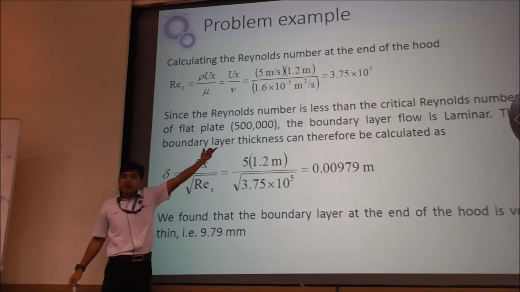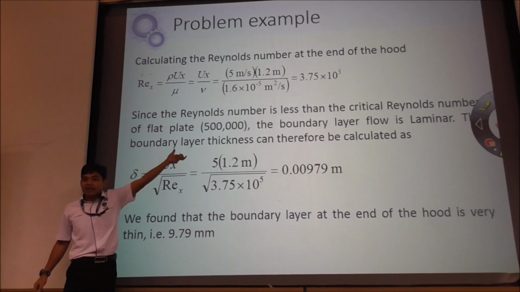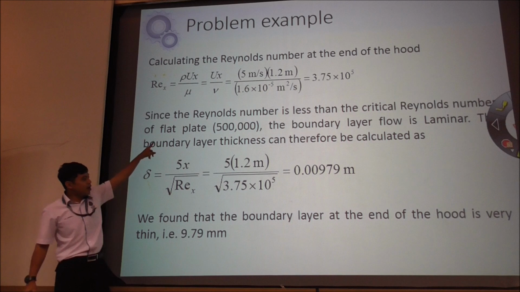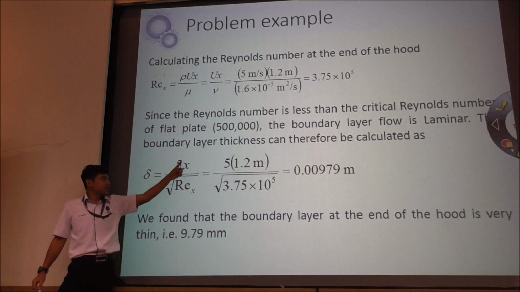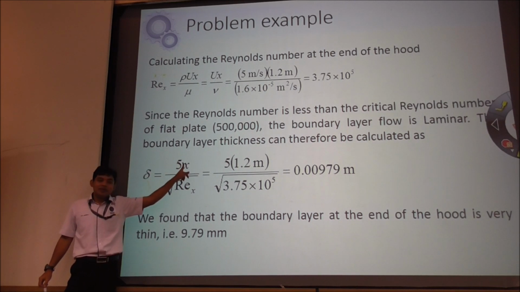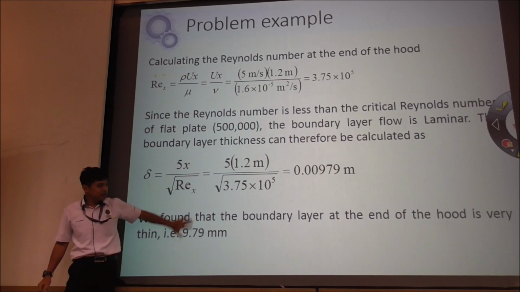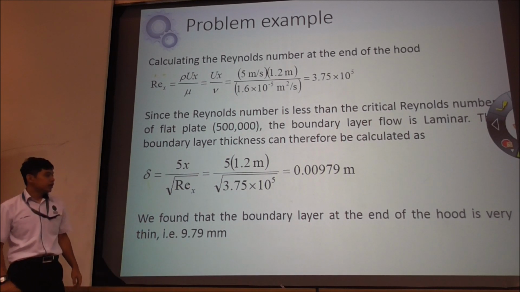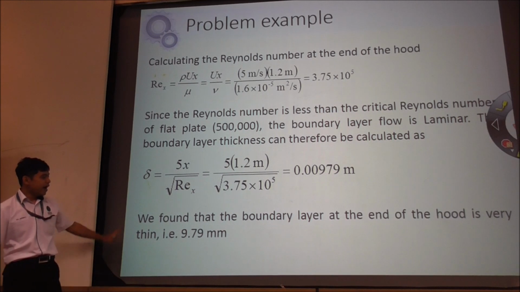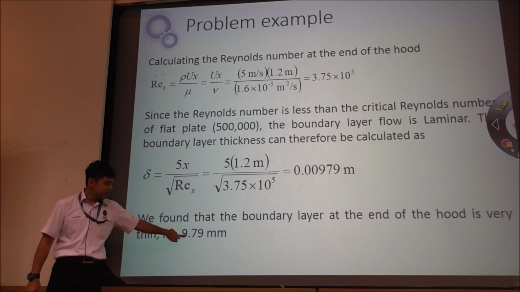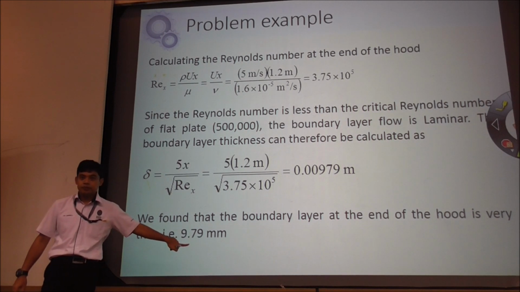The critical Reynolds number is 500,000. So if it is less than that, of course you have a fully laminar flow, right? Since you have a laminar flow, again I made a mistake here. It's supposed to be 4.91. 4.1 will be a little bit different. Okay, so you find that at the end of the hood, the boundary layer thickness will be 9.79.